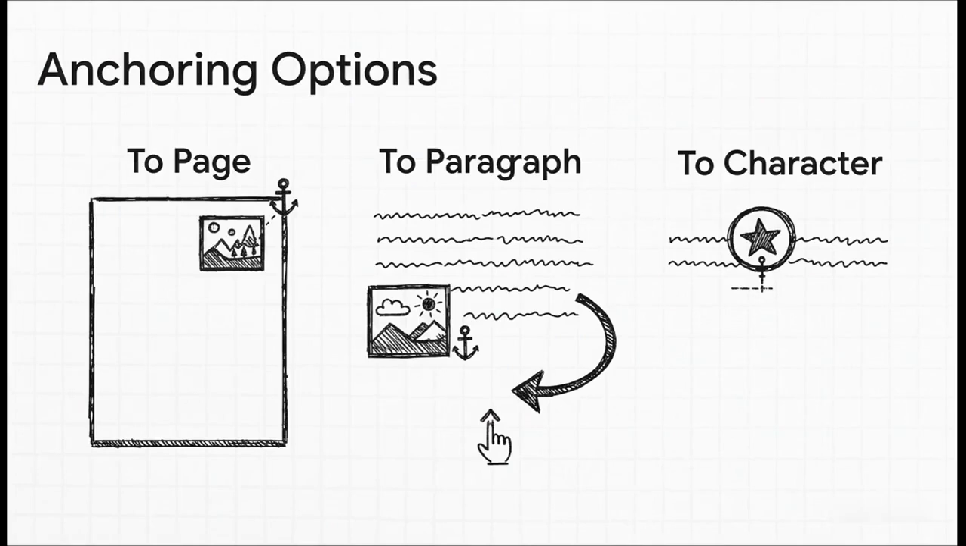You can anchor it to the page, which basically glues it to one spot no matter what. More often, you'll anchor it to a paragraph, so if that paragraph gets pushed to the next page, the image goes right along with it. You can even anchor it to a character, where it literally acts like one giant letter in your sentence.